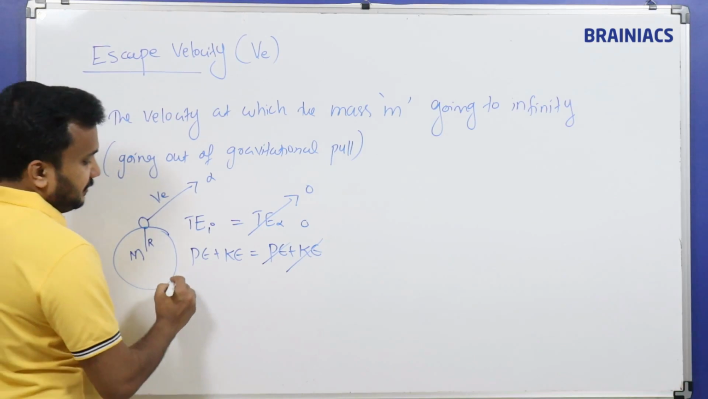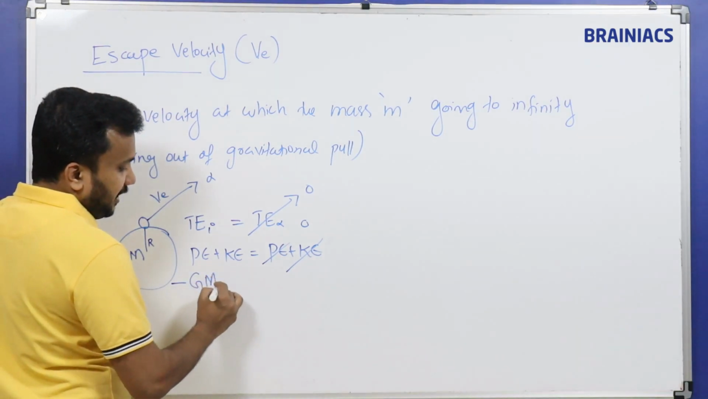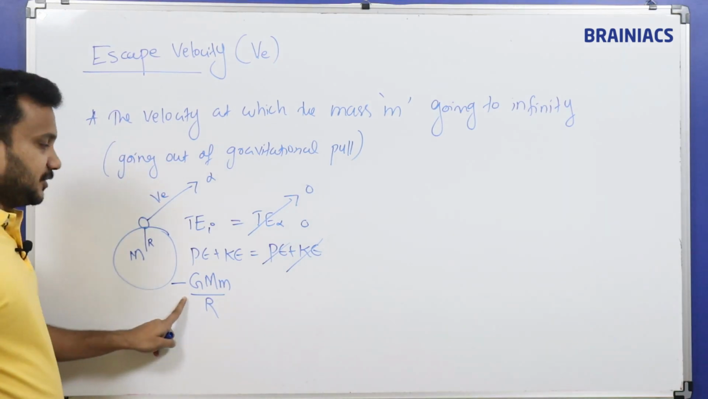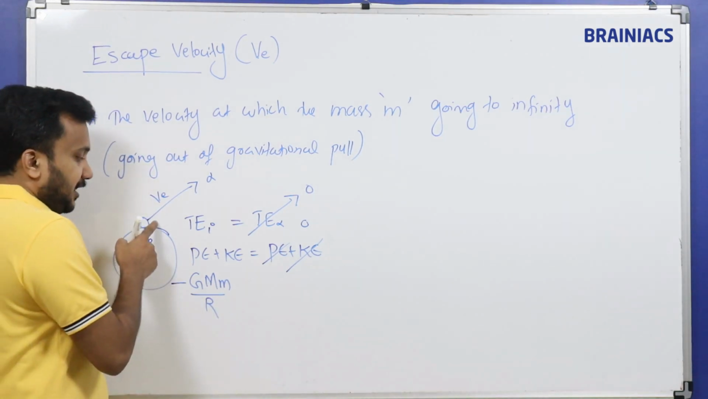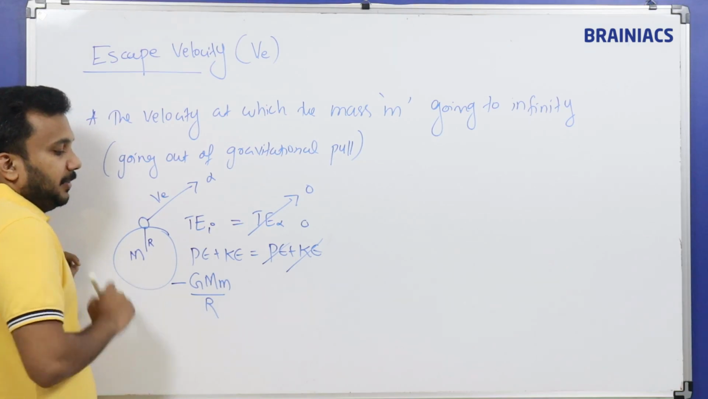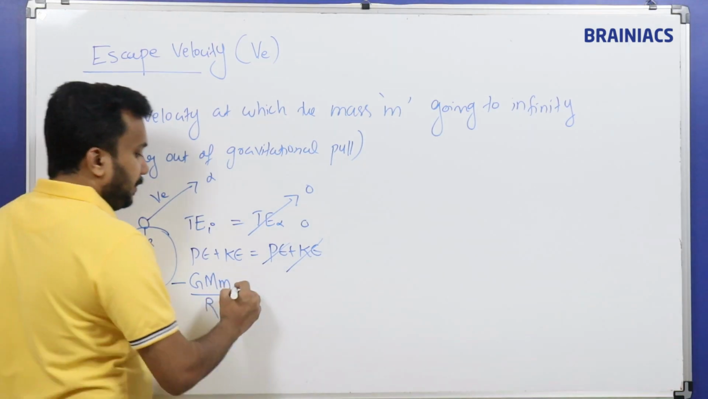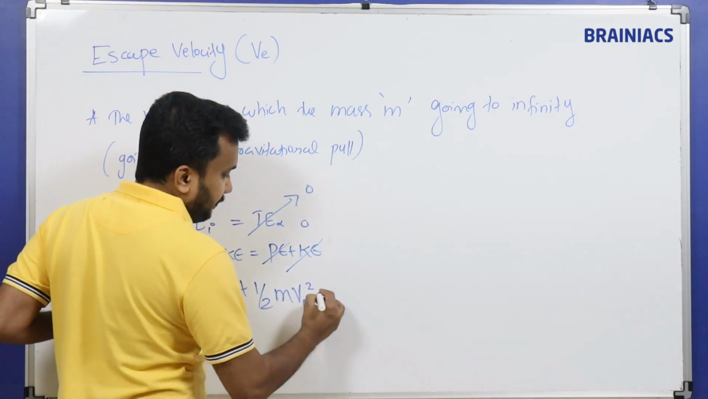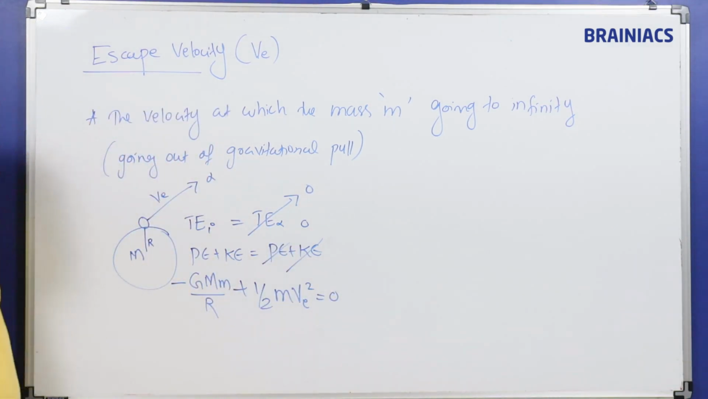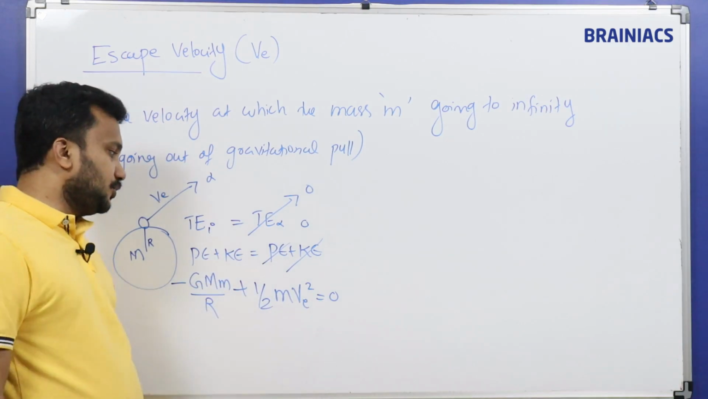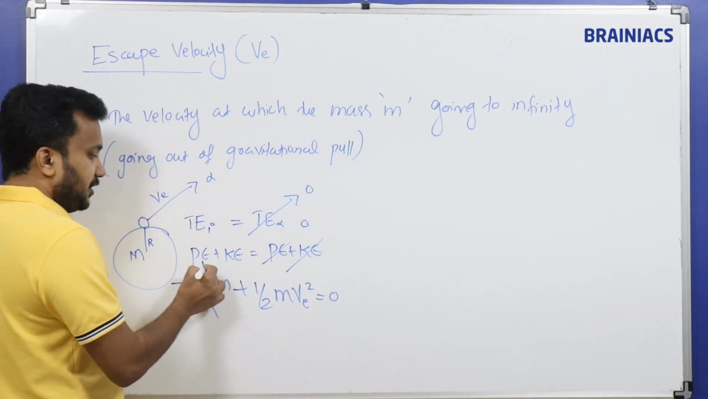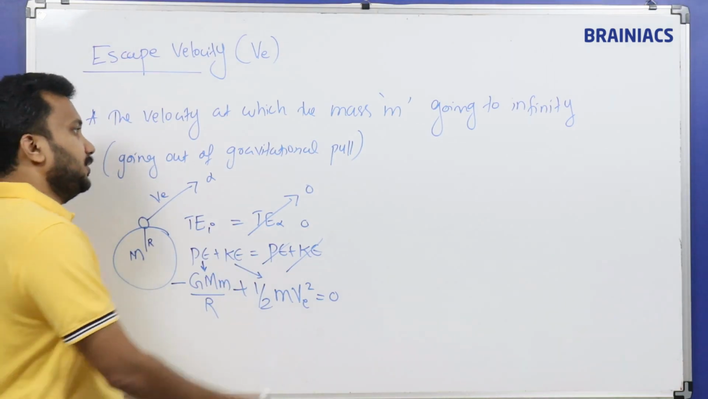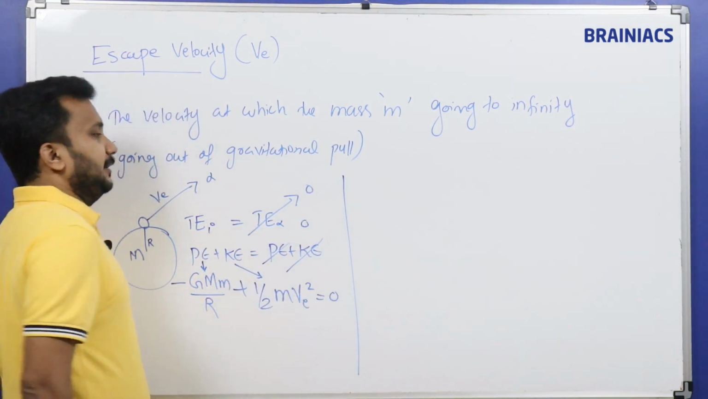What is the expression for potential energy? Minus GMm divided by R, where R is the radius. This is the expression for potential energy of a mass m at a distance R from the center of earth, plus kinetic energy, half m v squared. The velocity here is V_e, so half m V_e squared. The right side is equal to 0. On the left side we have potential energy and kinetic energy, and together they are equal to 0.